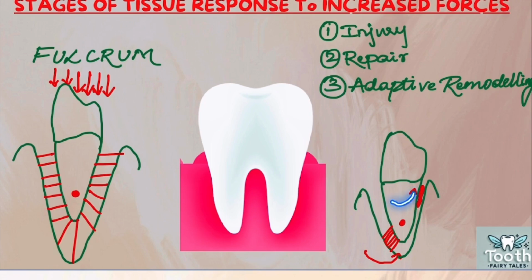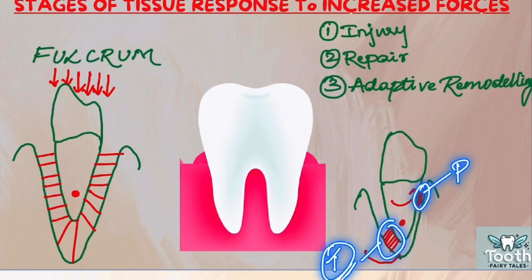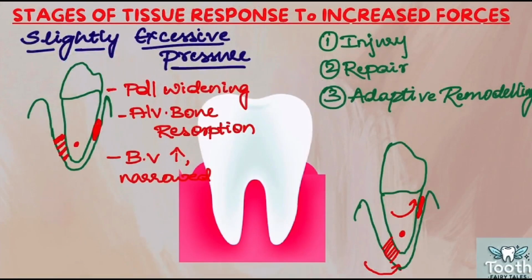So when this tooth rotates around the fulcrum, then areas of pressure and areas of tension are getting created on the opposite sides of the fulcrum. So this is the fulcrum. On the opposite side of the fulcrum, pressure and tension areas are created. Let us understand the pressure and the tension response. This is the pressure area and this is the tension area. Let us understand about these two areas in detail.